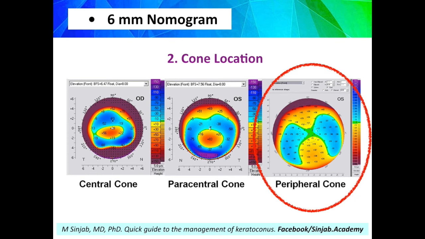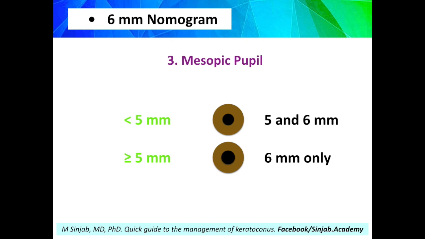Second, when cone location is peripheral, it is mandatory to use the 6 mm type, because if we use the 5 mm type, we are going through the apex of the cone. When the mesopic pupil is larger than 5 mm, it is mandatory to use the 6 mm type.